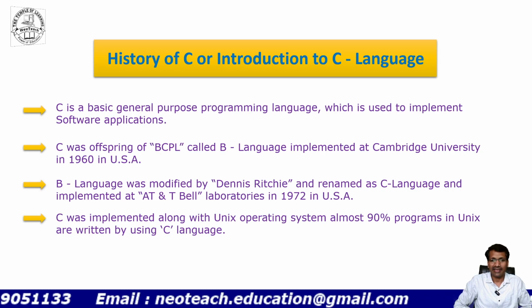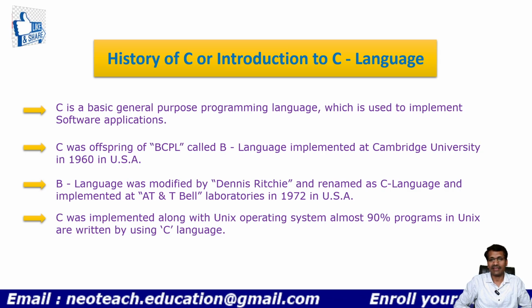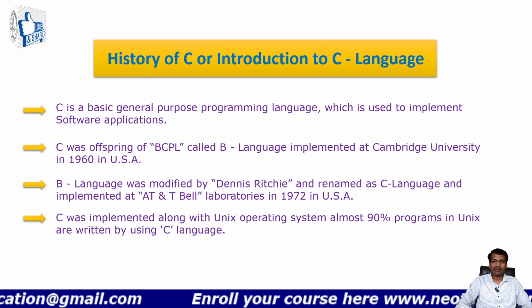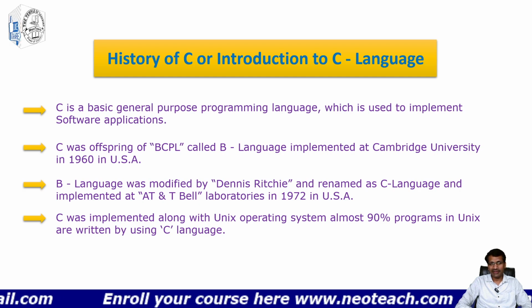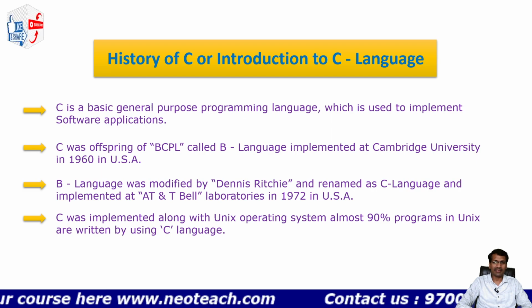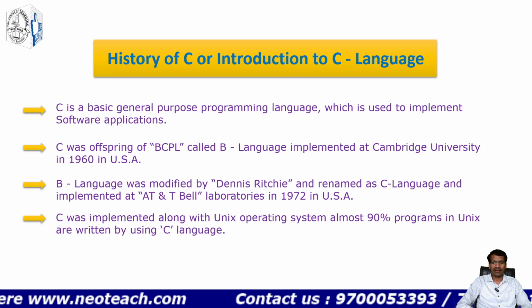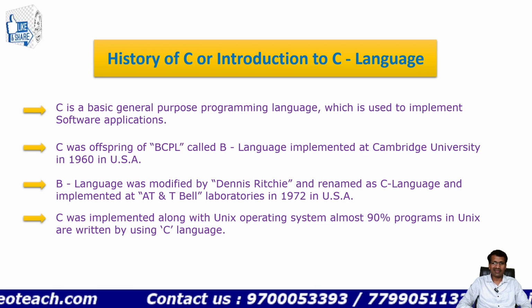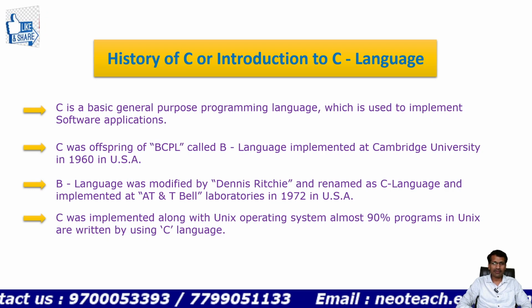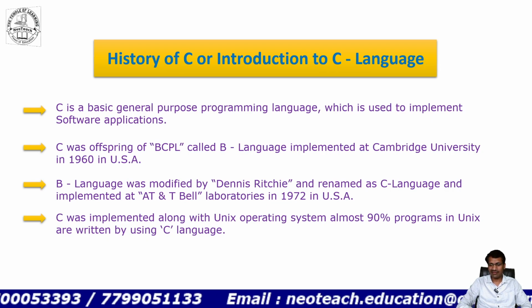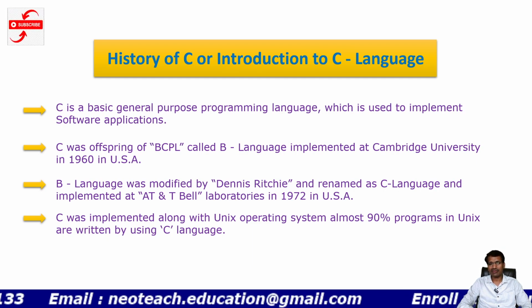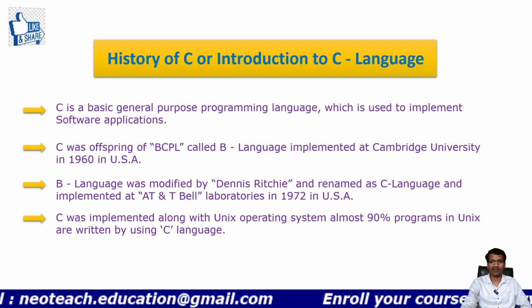That's why we consider Dennis Ritchie the father of C language. This C language was implemented for the purpose of developing the Unix operating system. That's why 90% of the programs in Unix are written using C language only. So when we talk about the history or introduction of C, we just want to learn what C language is, who developed and designed it, like Dennis Ritchie, and when and where it was designed. These points are enough to remember for this topic.